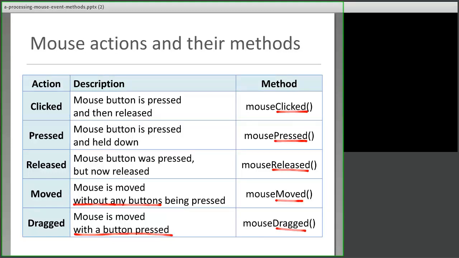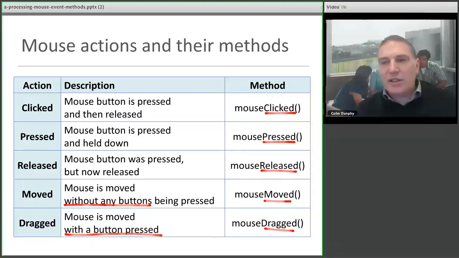We can also move a mouse, so we can get information back as to whether the mouse has been moved or not. That can raise an event. And we can also drag a mouse. And the difference between moving a mouse and dragging a mouse is that when we move a mouse, we don't have any button pressed, and when we're dragging the mouse, there is a button pressed. Okay, so that's the two key differences.